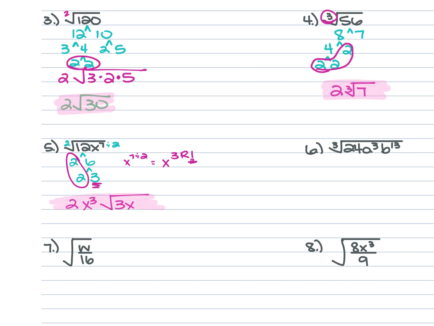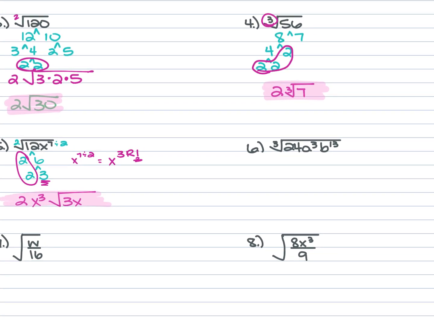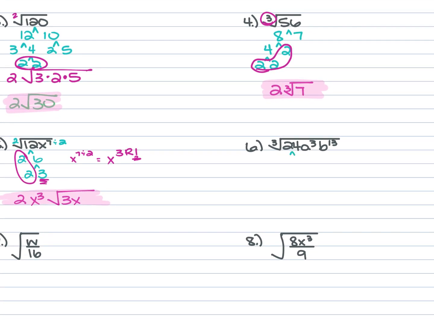For number 6, we have the cube root of 24a cubed b to the 13th power. So that 24, we're going to find your prime factorization of it. 24 is 4 and 6, 4 is 2 and 2, 6 is 2 and 3. We're going to take that a cubed, divide the cubed by the index, which is 3, and that b to the 13th power, divide the 13 by the index, which is 3. Your 3 2's group up. You're going to take 1 out, the 3 stays underneath.